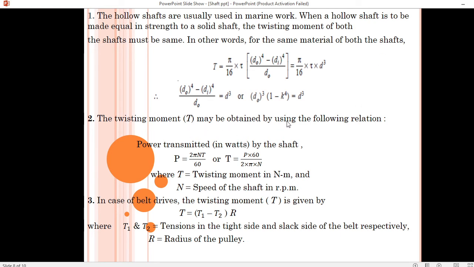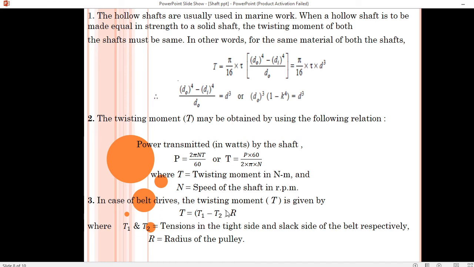Next, twisting moment is obtained by using this relation. As we know, power transmitted by a shaft can be written as P is equal to 2 pi N T by 60, as it is rotating. So T is equal to P into 60 divided by 2 pi N, where T is the twisting moment in Newton meter and N is the speed in RPM of the shaft.